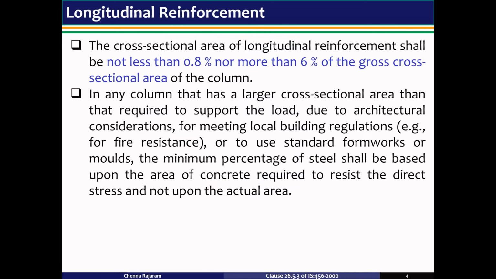The cross-sectional area of the longitudinal reinforcement shall be not less than 0.8% nor more than 6% of the gross cross-sectional area of the column. It means 0.8% is the minimum reinforcement to be provided and 6% is the maximum longitudinal reinforcement to be provided.